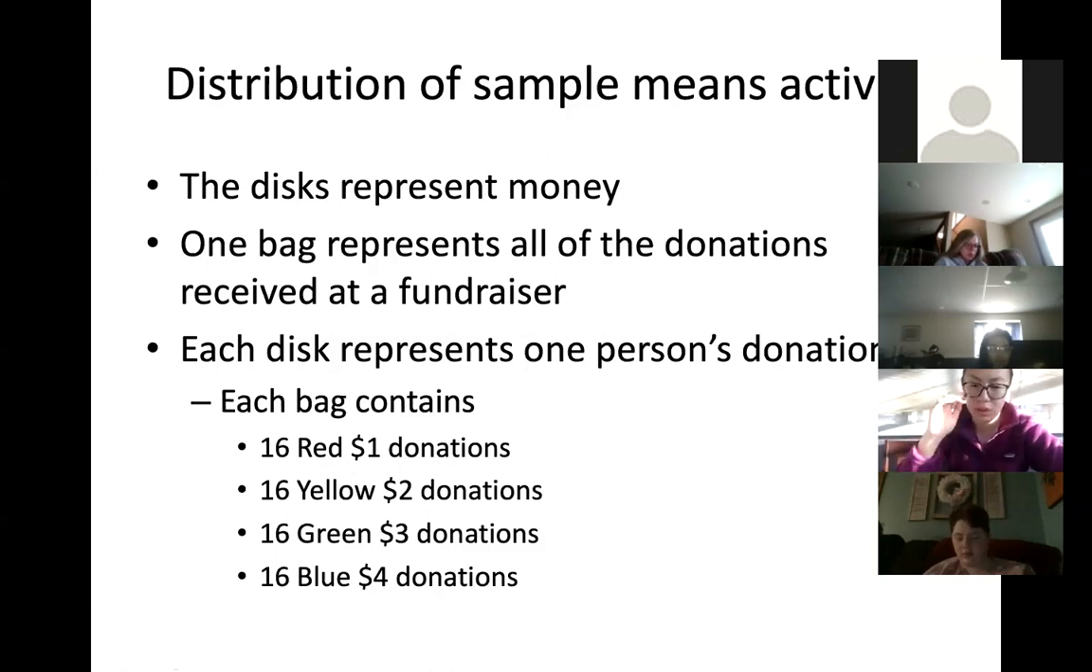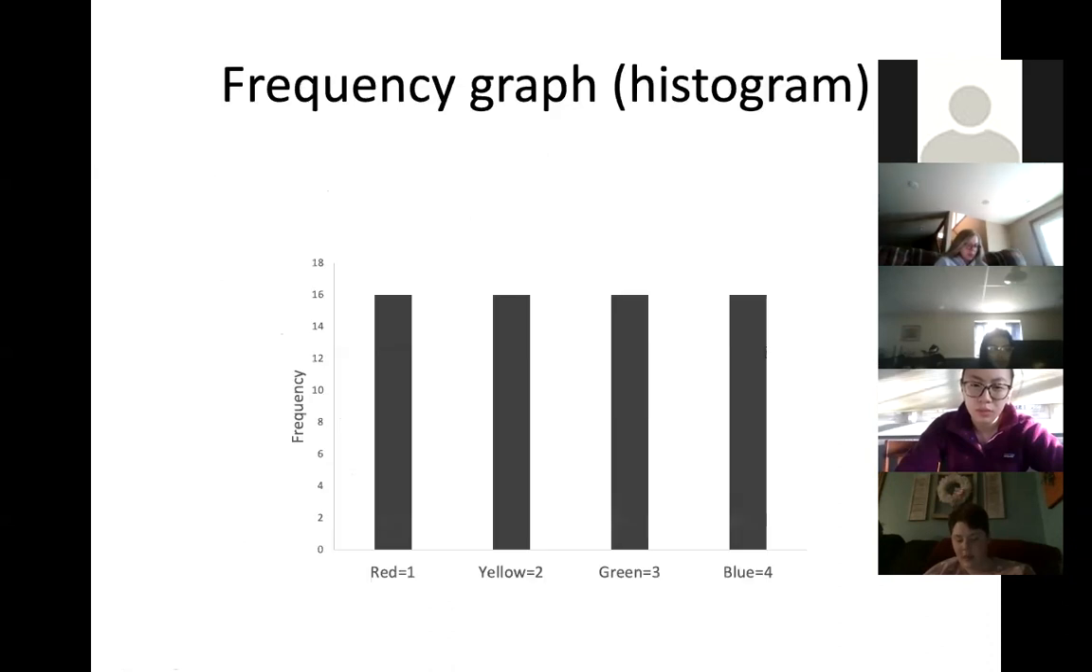So there's 64 people there, and it's a made up distribution, but I made it simple so that exactly the same amount of people donated. Here's the distribution. So 16 people donated $1, 16 people $2, 16 people donated $3, and 16 people donated $4.